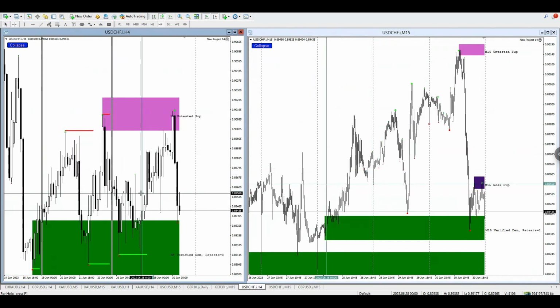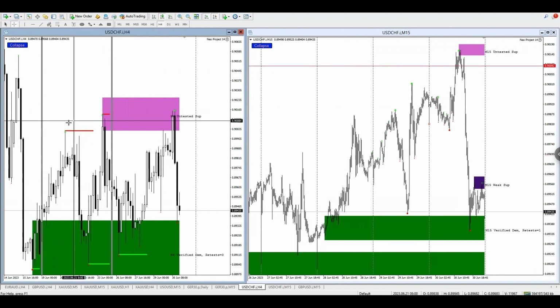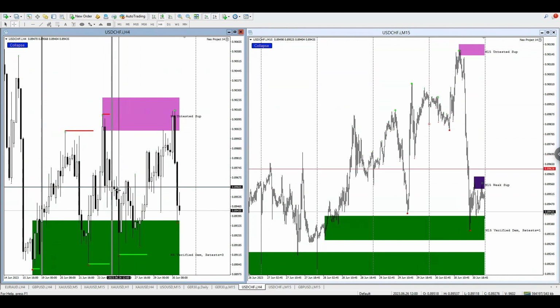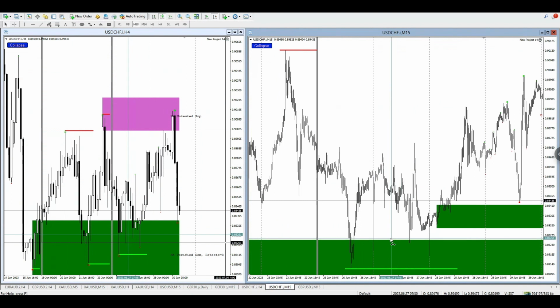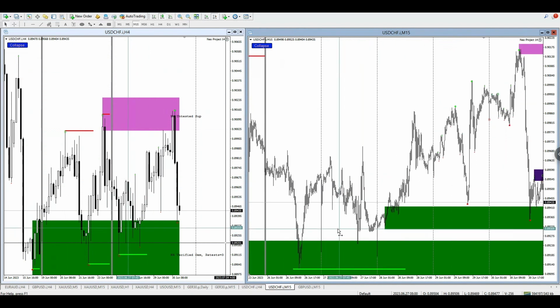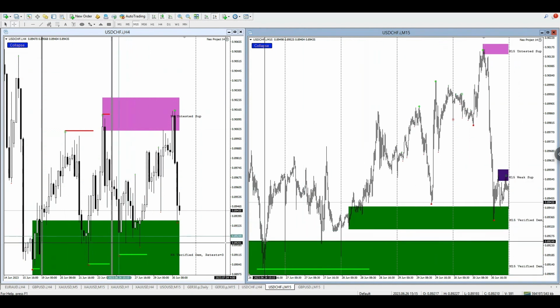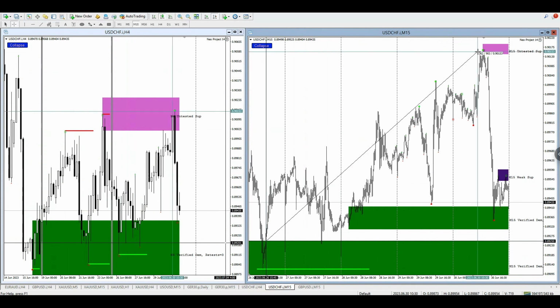When we come over to USD CHF, we had a 4-hour bullish structural break from this level here. We can see the market pulled back here, and when we come over to the 15-minute time frame, you can see how amazing this already is. We had a trade set up from as soon as it touched here, and this was a 90 pip buy trade setup.